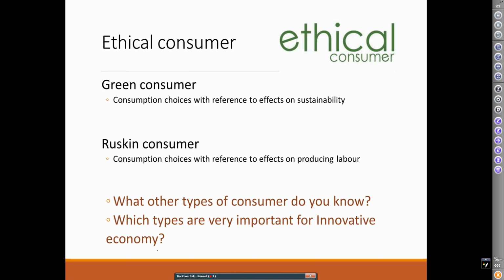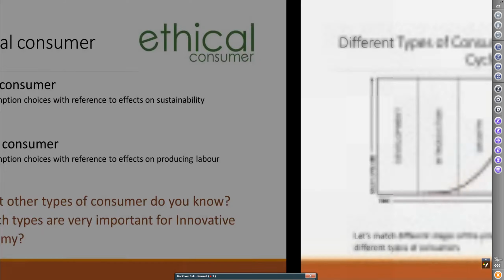Here I submit 2 questions, my dear colleagues. Please think about what types of consumers you know, and which types are very important for the innovative economy. Believe me, you may find more than 10 other types of consumers, and please define which types are very important for the economy of innovations.